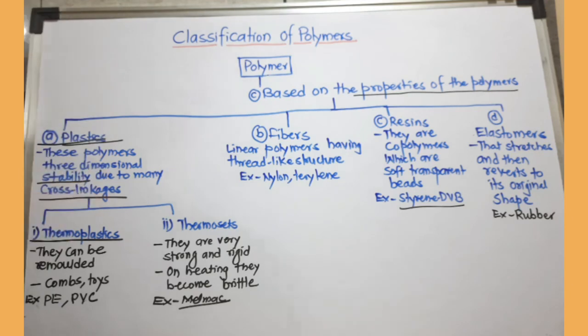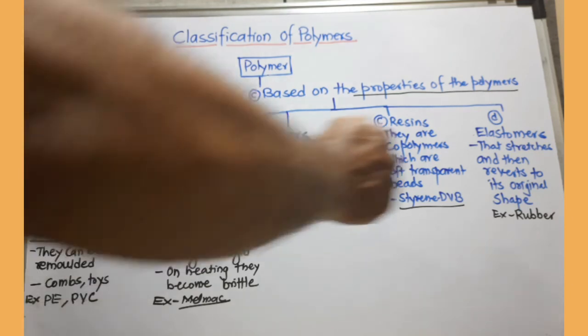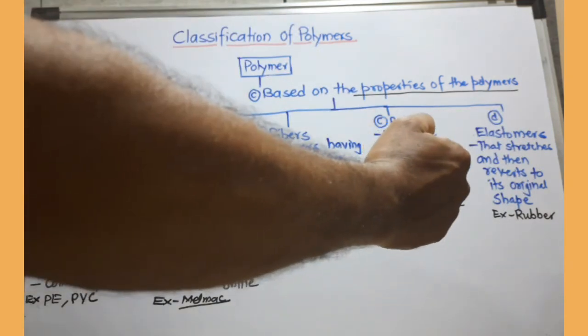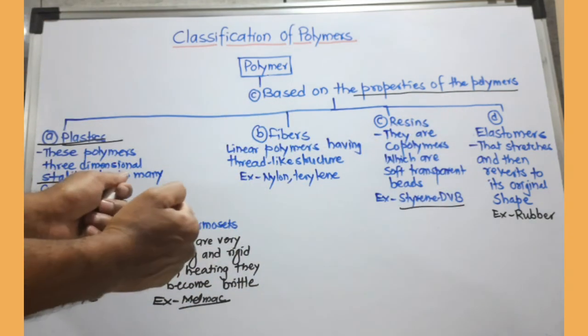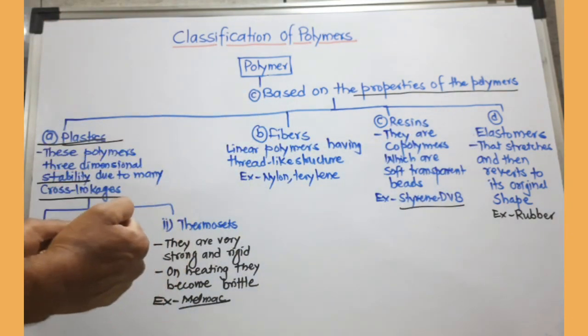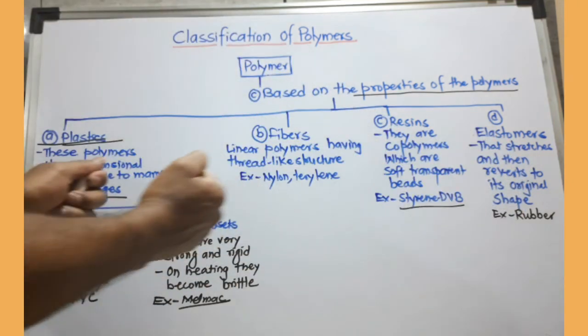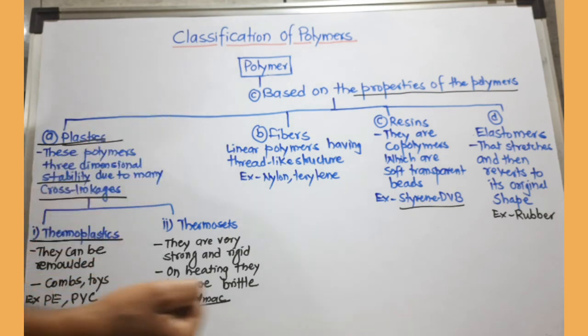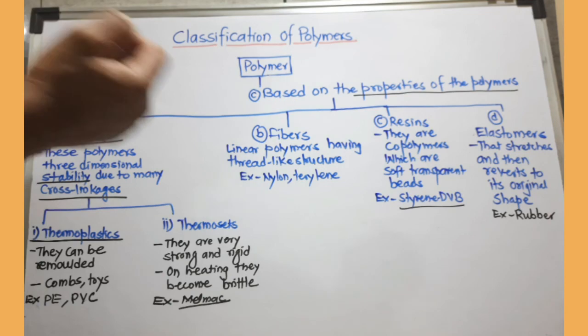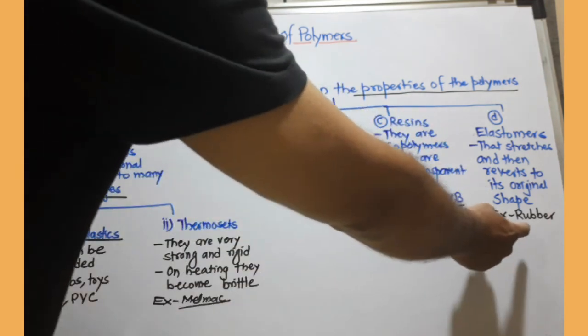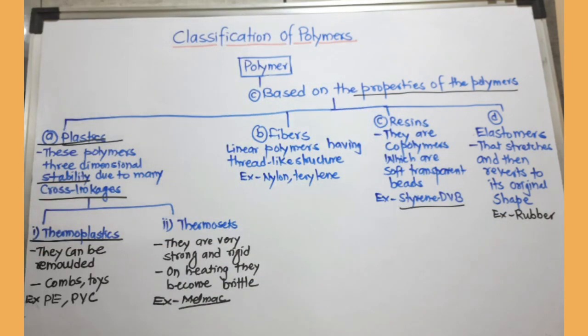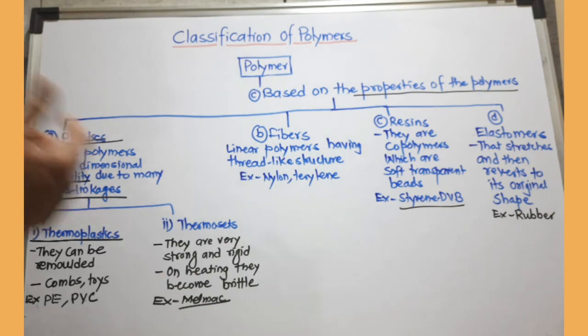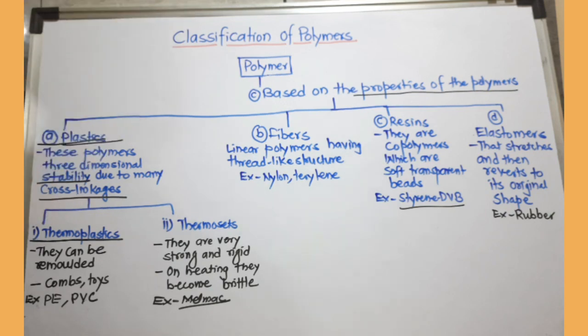Another category is elastomers. Elastomers means having elasticity. We can stretch them and they have the property of coming back to their original shape. So we can stretch and we can bring them to their original shape. This property is called elastomers. We can use elastomers in our day-to-day lives, and rubber is a natural elastomer. So in this way, polymers are classified depending on their properties.